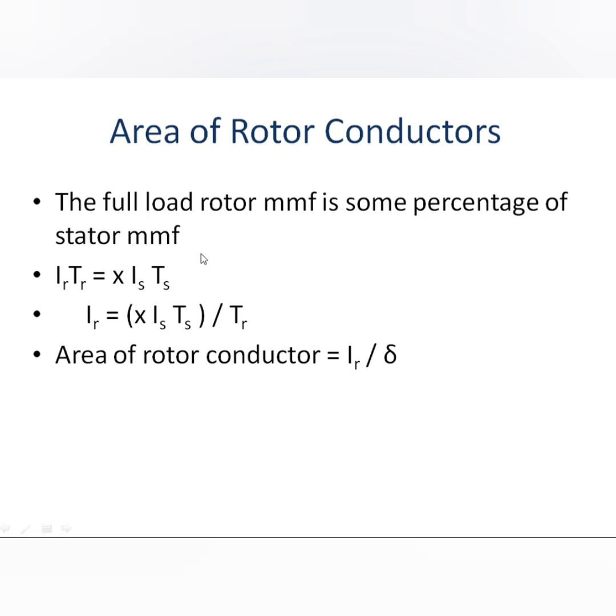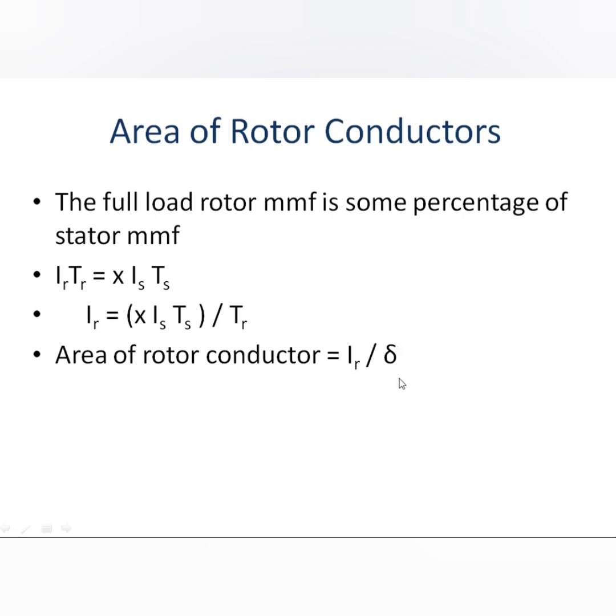So we know the number of stator turns, we know the stator current, and we know the number of rotor turns. We can calculate the value of the rotor current, and from there we can assume the value of current density for calculating the area of the rotor conductor. Generally, the value of the current density which we can select can be the same as that of the stator, or it can be different also.